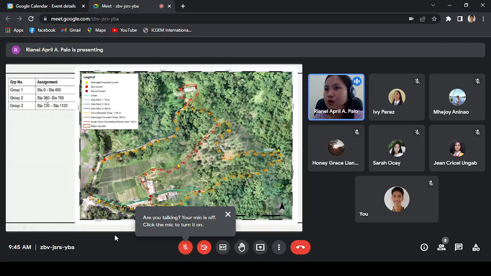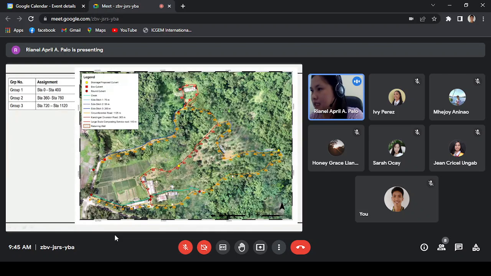Then for group 2, station 360 to station 760. Then group 3, station 720 to station 1120. So, station 760 padong sa endpoint sa circumferential road. Okay?